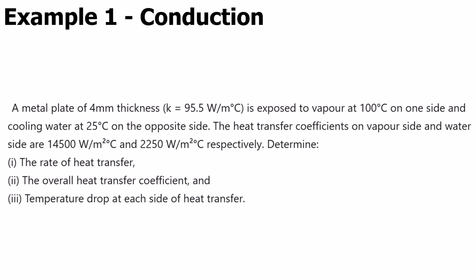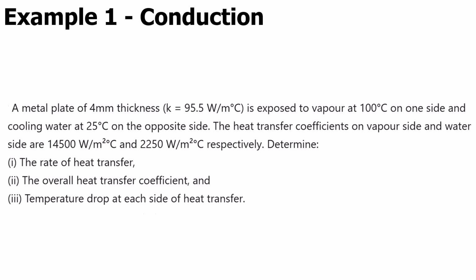Welcome to this example problem on heat conduction. In this scenario, we have a metal plate 4 millimeters thick with a thermal conductivity K of 95.5 watts per meter degree Celsius. This plate is exposed to vapor at 100 degrees Celsius on one side and cooling water at 25 degrees Celsius on the opposite side.